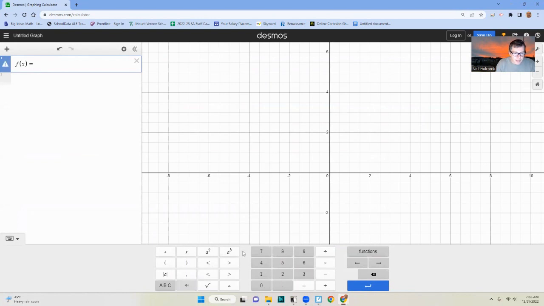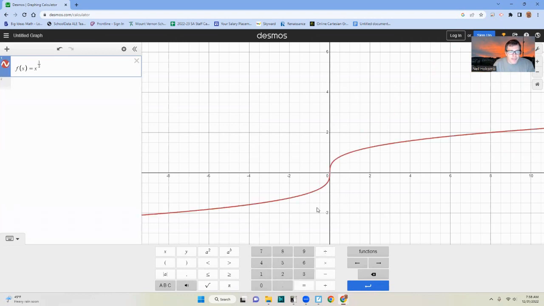Let's see, cubed root. How do I do cube roots on this thing? Let me look. Okay, so I can't do a cubed root by just showing the cubed root. I have to change it to a rational exponent. So that would be x to the power of 1/3. That is the cubed root of x. So there's our parent function. Hopefully you remember that from a previous chapter. So there is the cubed root of x.